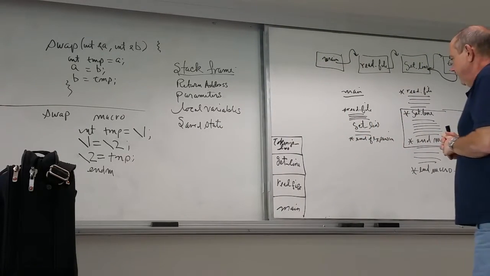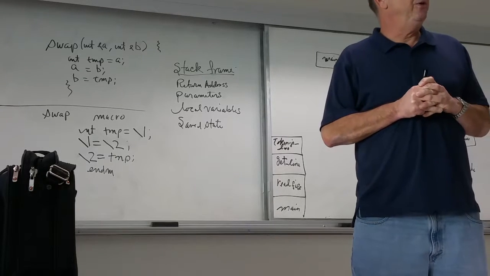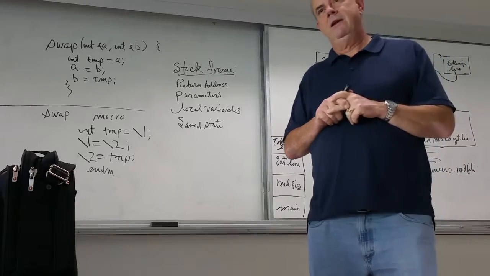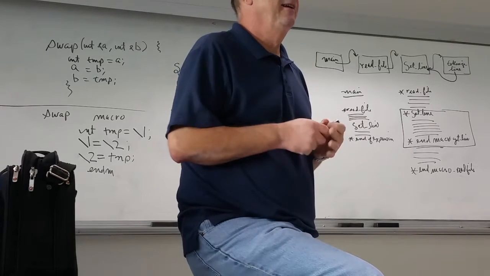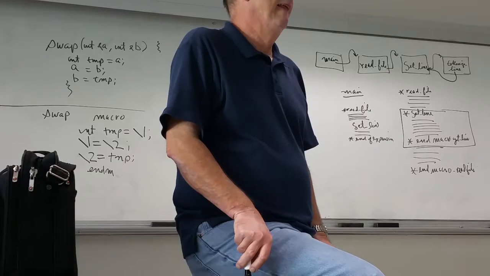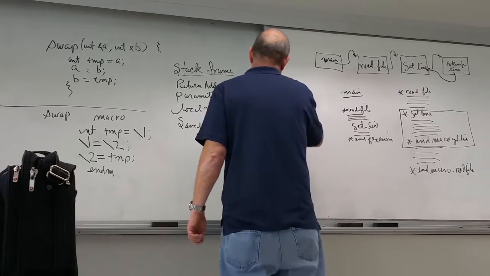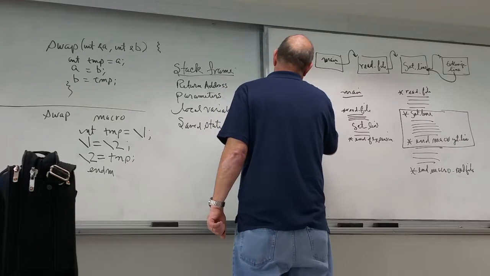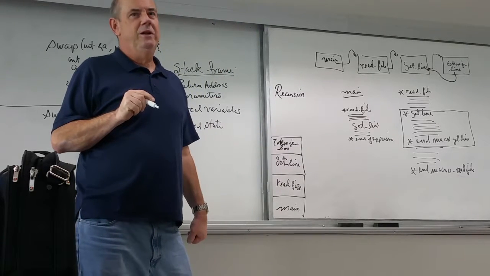So if they work the same way and they're faster and more efficient, then why do we write methods at all? Well, what can a method do that we can't do with a macro? Well, there's one biggie that jumps out here. Recursion.